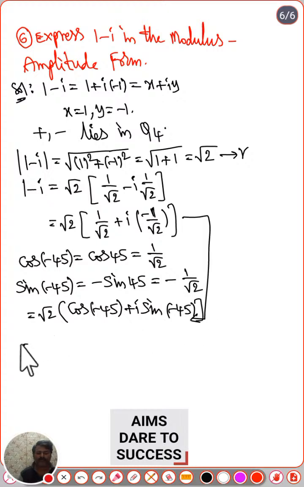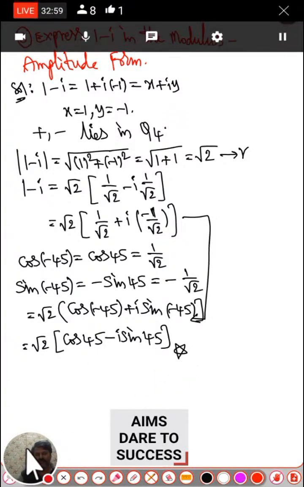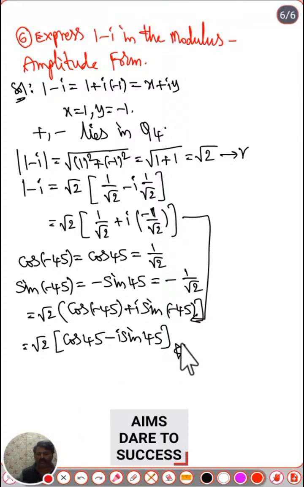Okay, so root 2 into cos of minus theta is cos theta. Next, sine of minus theta is minus sine theta, so minus comes outside, minus i sine 45. This looks like r into cos theta minus i sine theta. This is the required answer. I hope you all are understanding clearly, my dears.